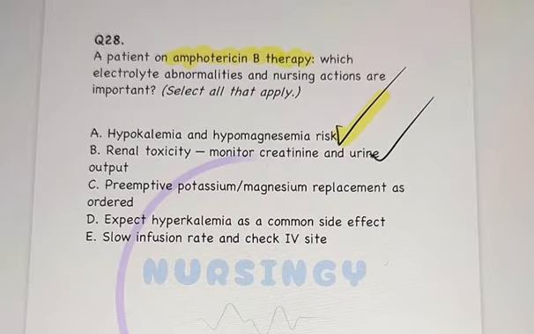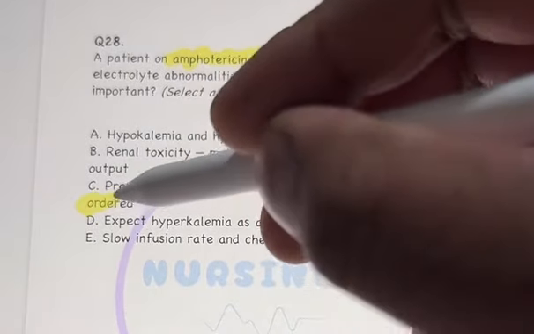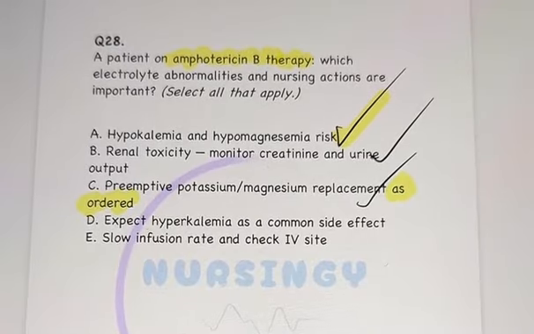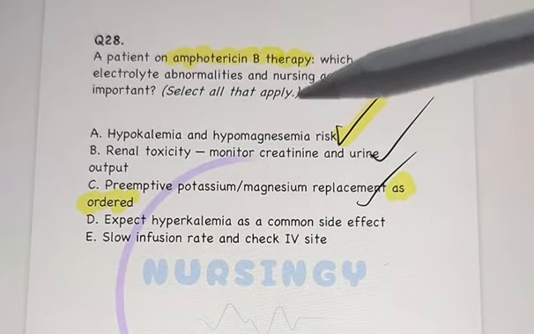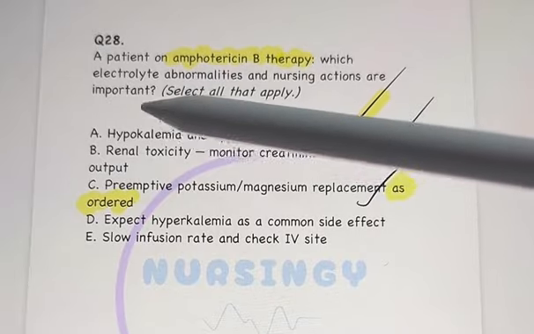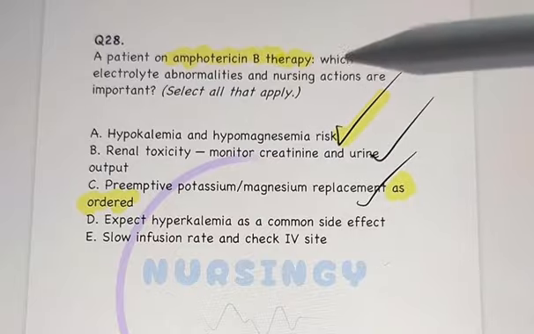Preemptive potassium and magnesium replacement as ordered. Yes, definitely. This is a very potent antifungal medication, especially if someone has been on it for a long time. What about C? This is the golden rule: if you don't know the answer and it says as ordered, make sure you tick that as correct, even if you don't know. Honestly, 99% of the time it's correct. And in this scenario we are at risk of hypokalemia and hypomagnesemia, so that's why we need to do the replacement.